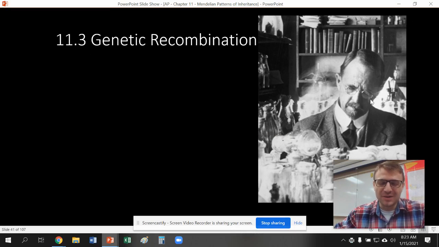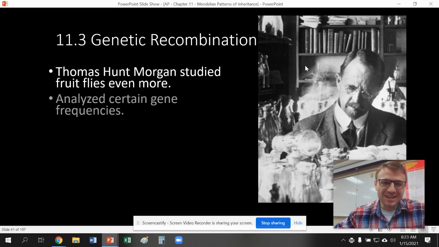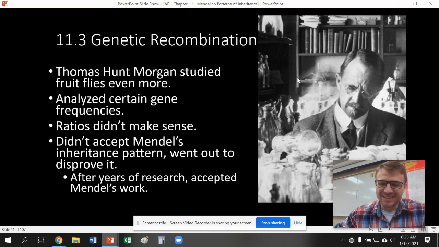All right, this is where it's going to get difficult. So let's talk about genetic recombination. Oh man, this is going to be some good stuff.